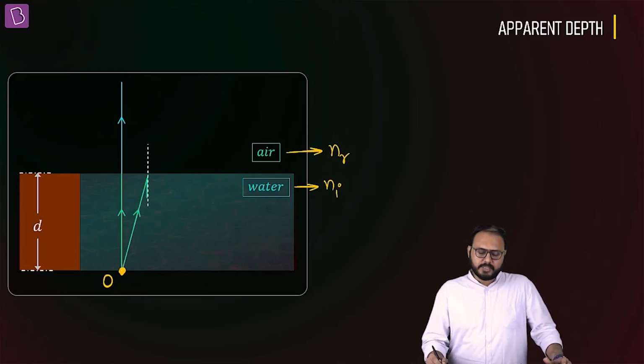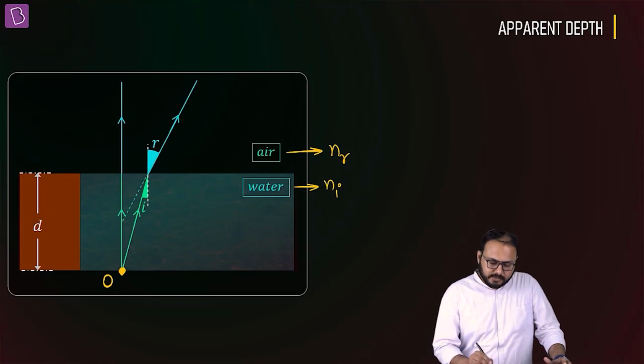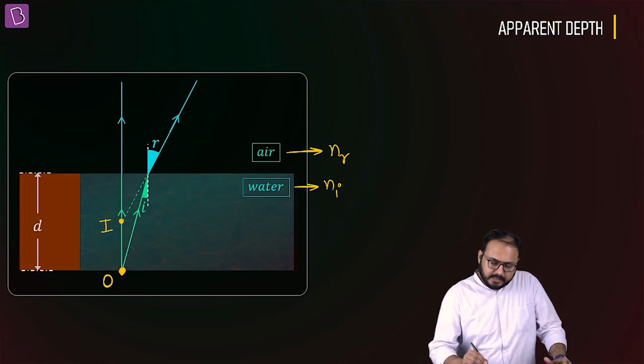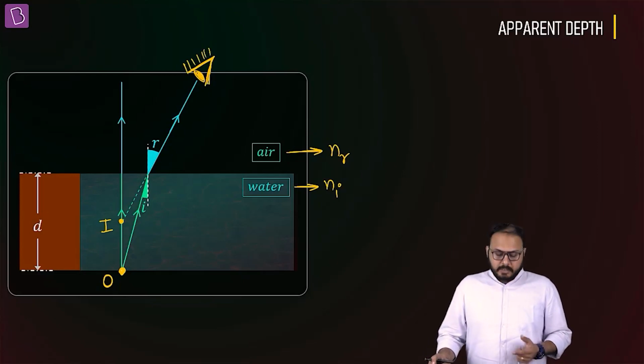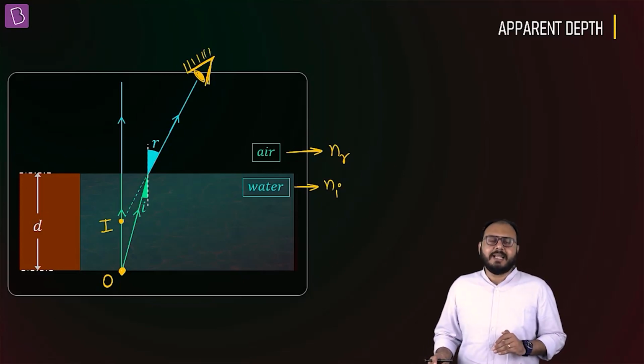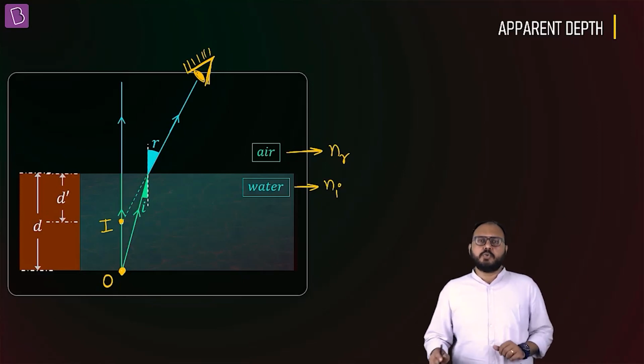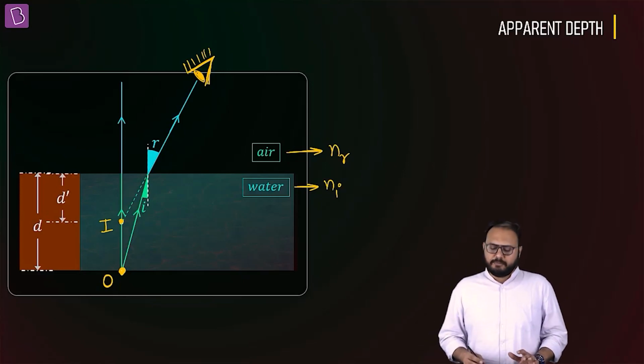Alrighty. Watch this. If I produce the ray backwards, this is the image. And this is the person who's looking, your observer. Can't you see I is actually at a lesser depth as compared to O? Correct. Standard symbol for actual depth, D. Standard symbol for apparent depth, D dash.